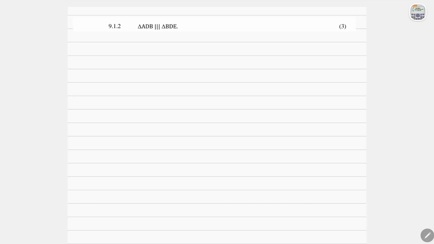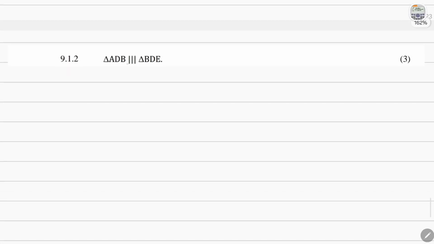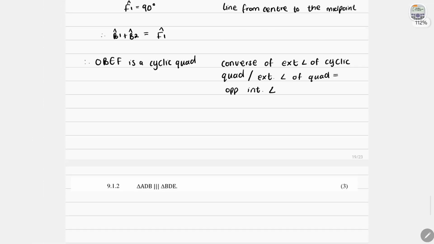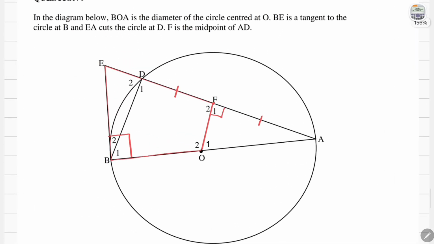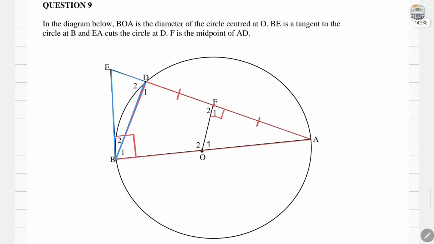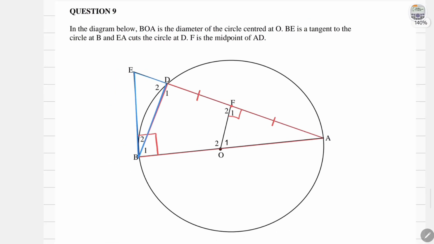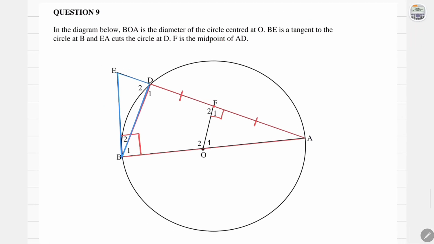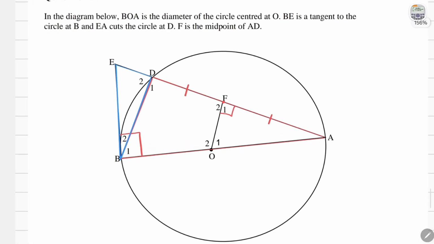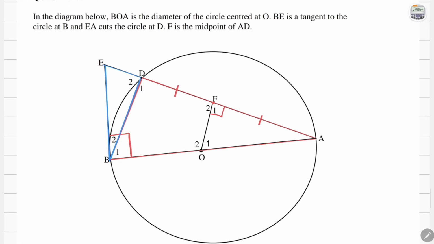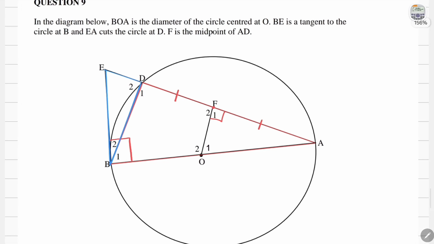Question 9.1.2 says we need to prove that triangle ADB is similar to triangle BDE. So ADB is this triangle over here, and triangle BDE is this triangle. So how do we prove they are similar? We know that we don't have any lengths here of the sides, so we're going to use their angles. And if we can prove that all the angles in their triangles are equal, the corresponding angles are equal, then that will prove that these two triangles are similar. So what do we have? We can start with this angle over here.